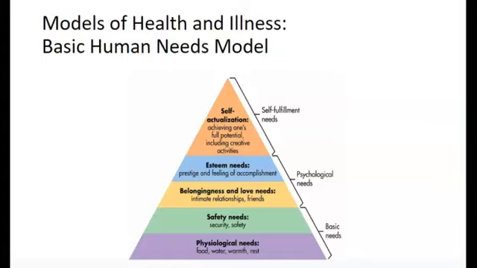Here's a picture of the basic human needs model. So if we don't have our basic needs taken care of, like food, water, warmth, and rest, we can't really move on to seeking and working towards security and safety and belonging and love and need. And in the same sense, if we have a patient who's very sick and their ABCs, airway, breathing, circulation, are not met, we cannot move on to things like self-esteem needs and self-actualization. Our basic needs need to be met first.